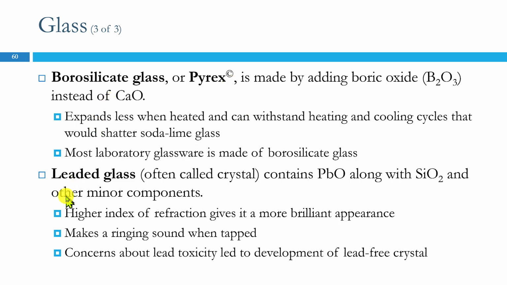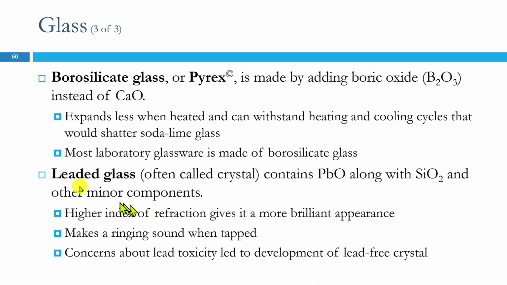And then another type of glass that is not as common as before, but it's mostly used sort of as a decorative glass, is called leaded glass, and they actually put lead oxide along with the silicon dioxide, and it has a much higher index of refraction, which basically means it reflects light better. It gives sort of that sparkle to the glass, and they also say it makes a ringing sound when tapped. I didn't know that one.